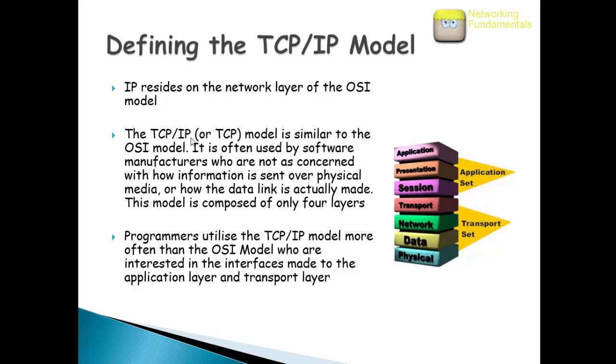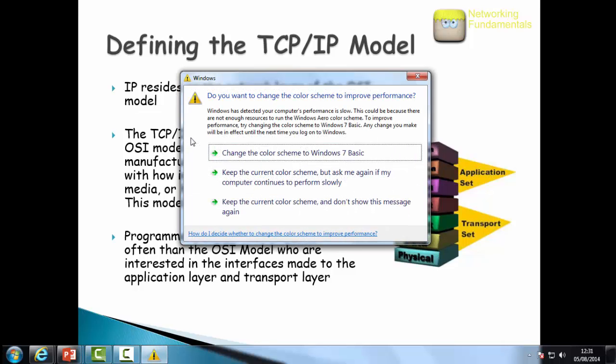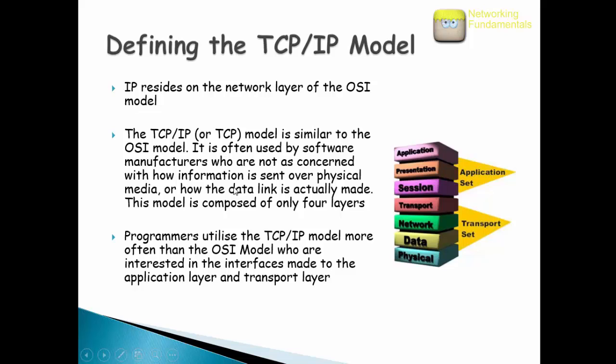So, defining the TCP/IP model. The IP resides on the network layer of the OSI model. The TCP/IP model is similar to the OSI model. It is often used by software manufacturers who are not as concerned with how much information is sent over physical media or how much data link is actually made. This model is composed of only 4 layers. If you remember the OSI model, and I have a slide to show you, the OSI model has 7 layers, whereas the TCP model has only 4 layers.